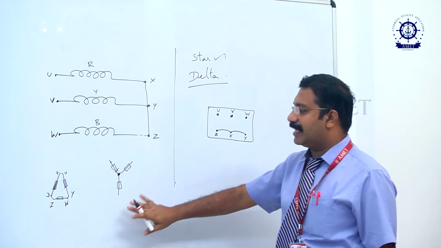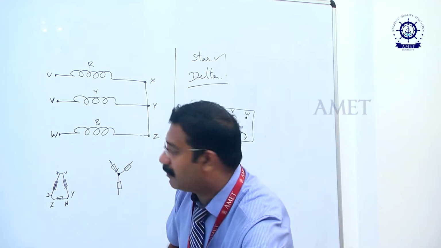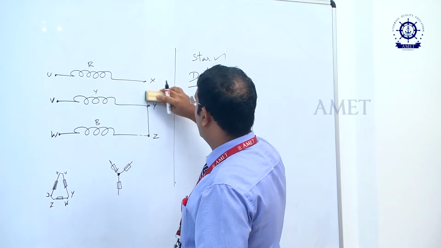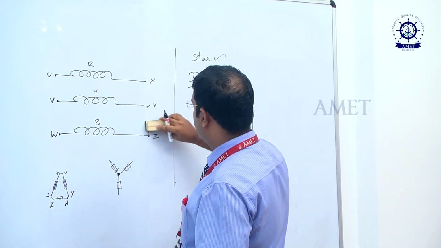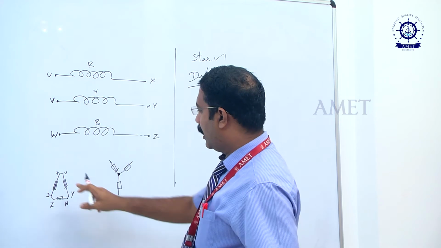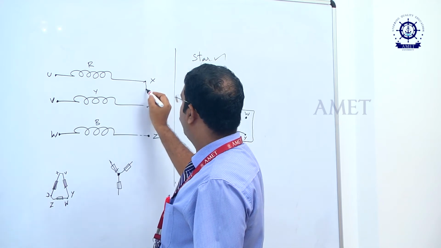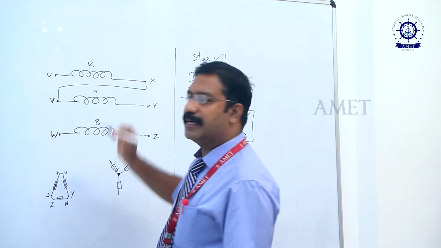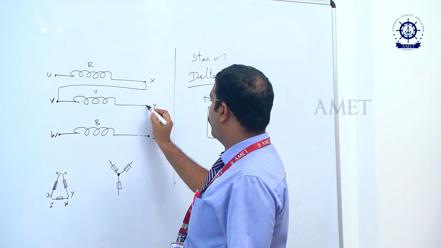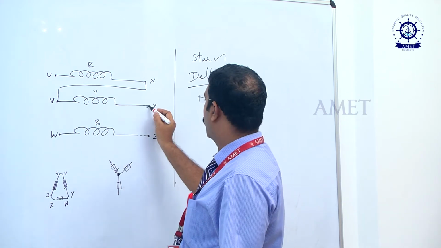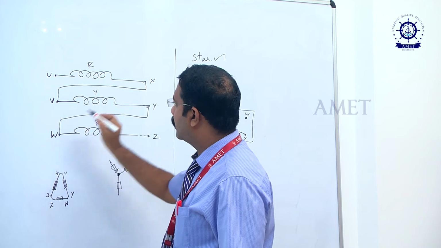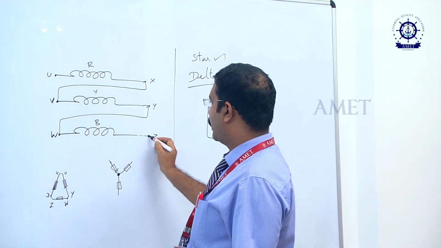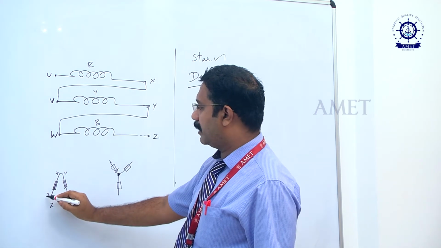If it is a delta connection, the terminals should not be short circuited together. Instead, X should be connected with V, Y should be connected with W, and Z should be connected with U.